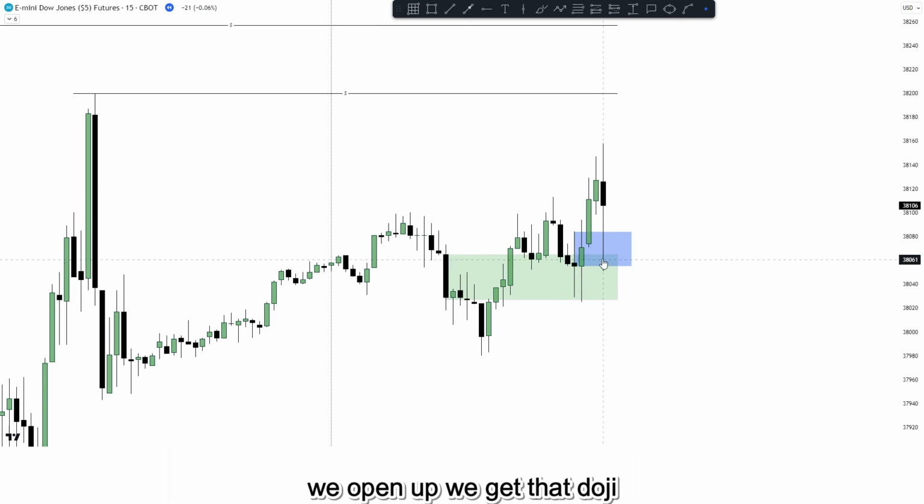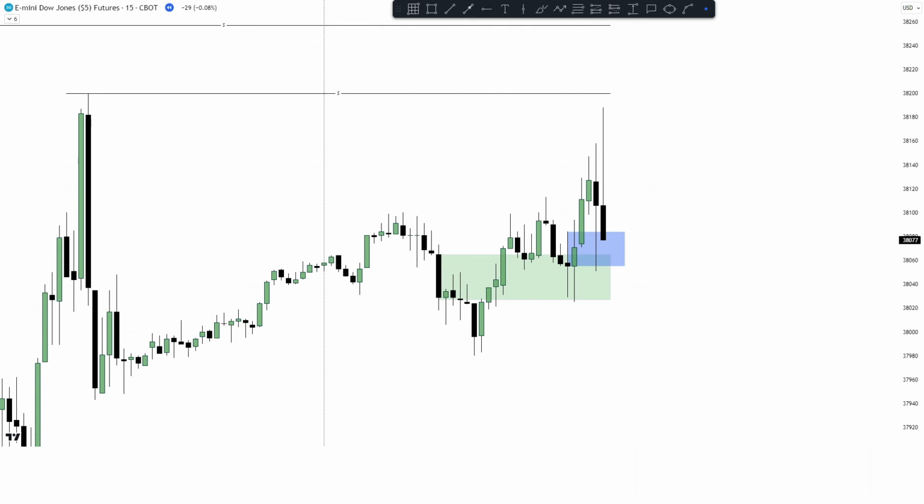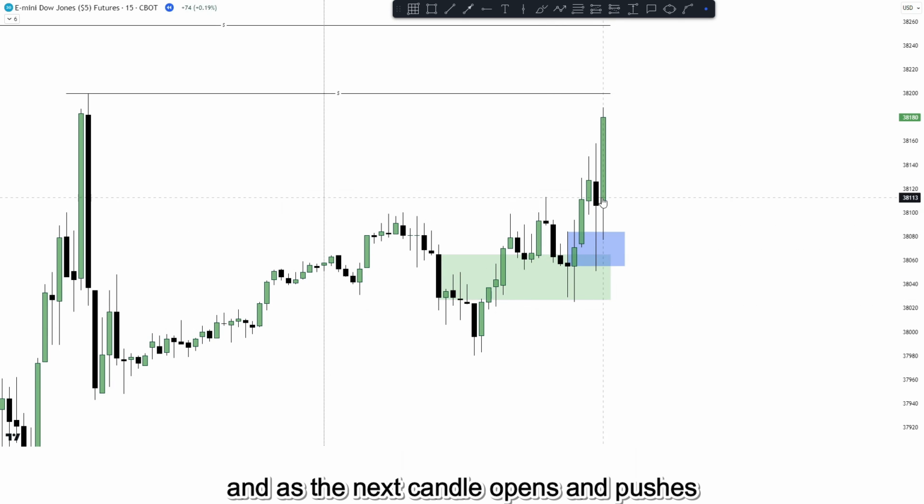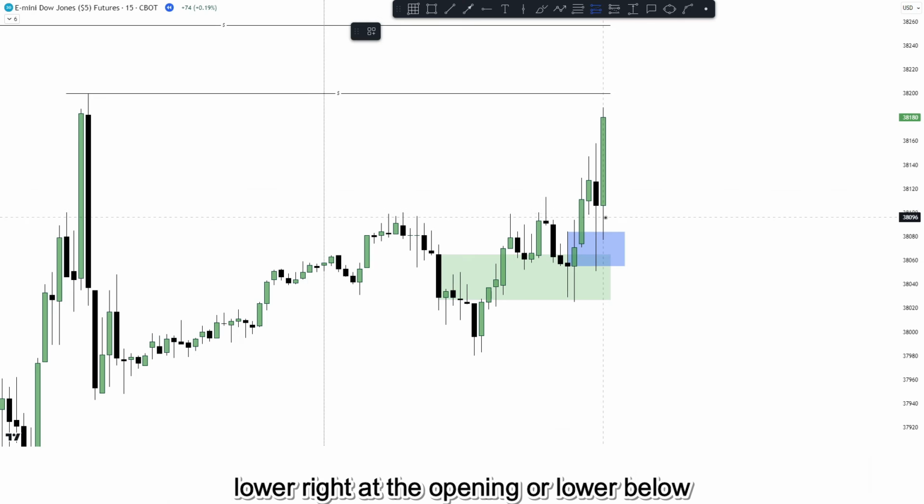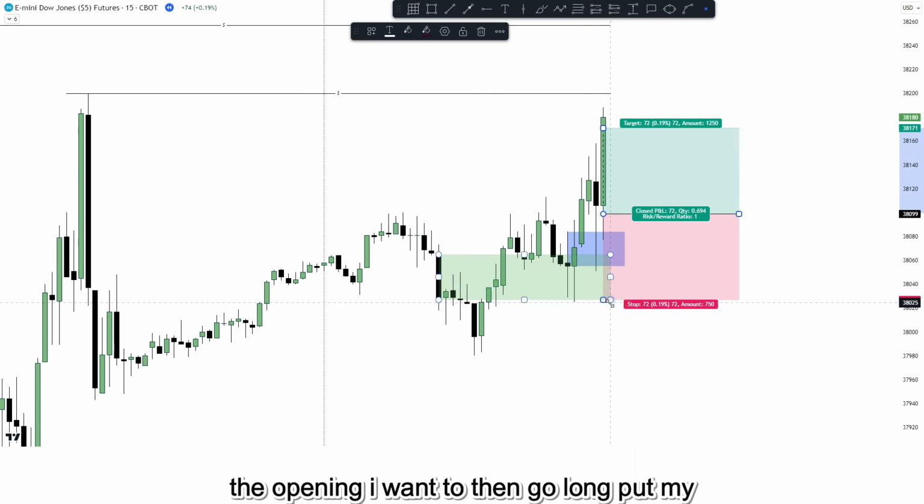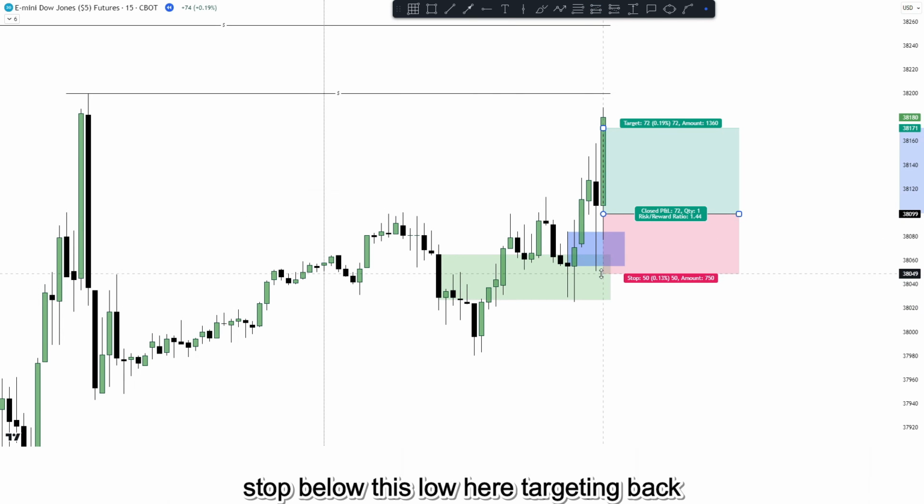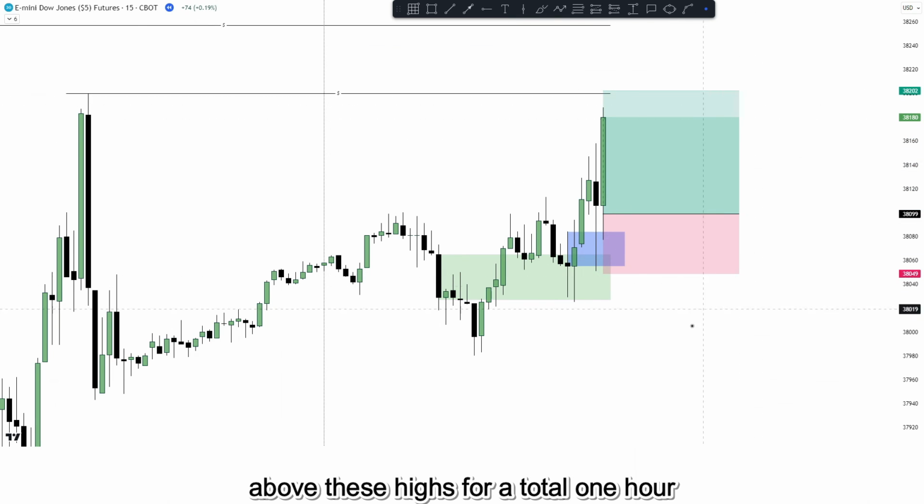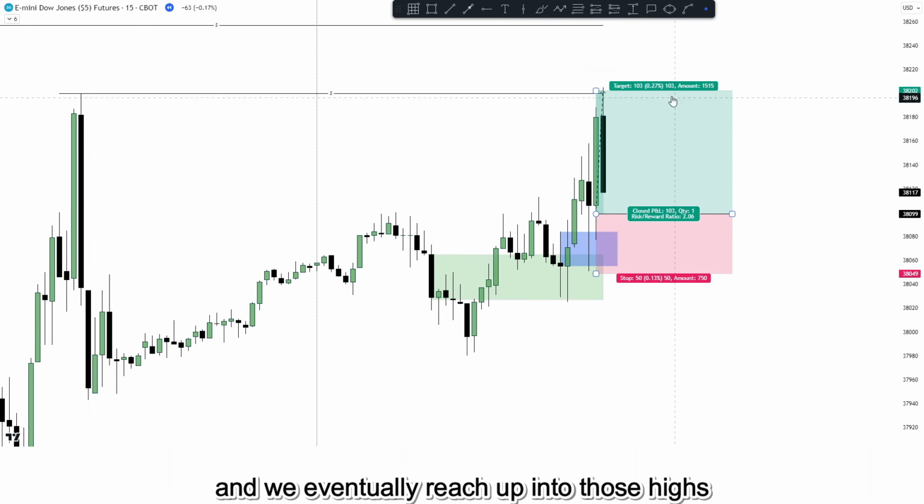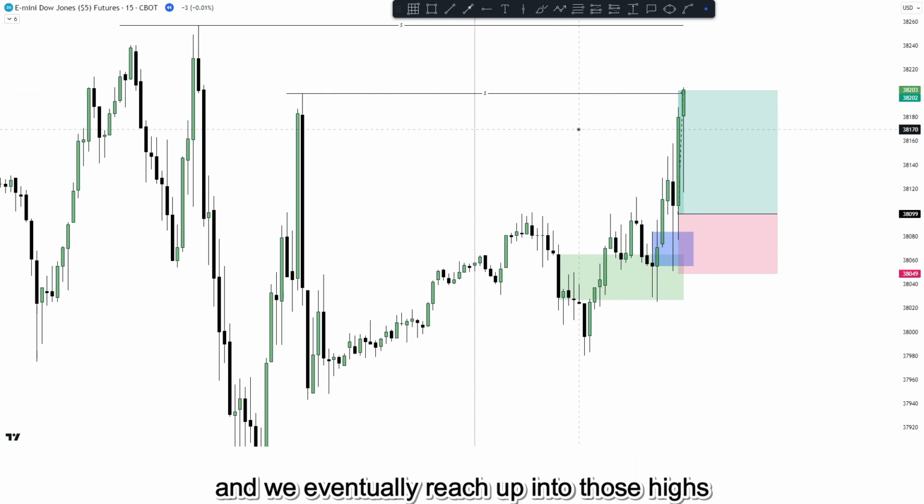We open up, we get that doji confirmation candle. And as the next candle opens and pushes lower, right at the opening or lower below the opening, I want to then go long, put my stop below this low here, targeting back above these highs for a 2 to 1. Let's see how it goes. And we eventually reach up into those highs, super solid.